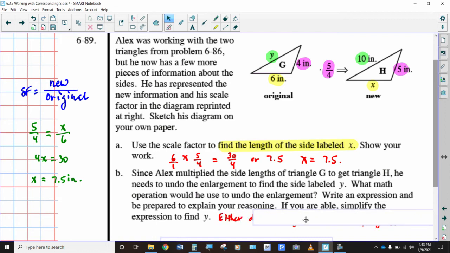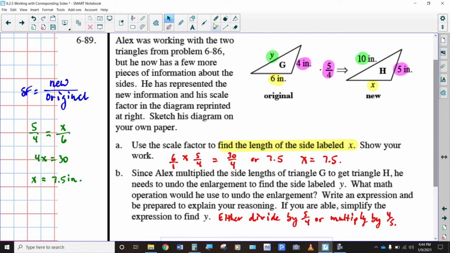Now, you could do two things, honestly. You can do the division with the scale factor, because that would undo, right? Y times 5/4 equals 10. So 10 divided by 5/4 will tell you what Y is equal to. Or just multiply times the reciprocal, since dividing by 5/4 is the same as multiplying times 4/5.